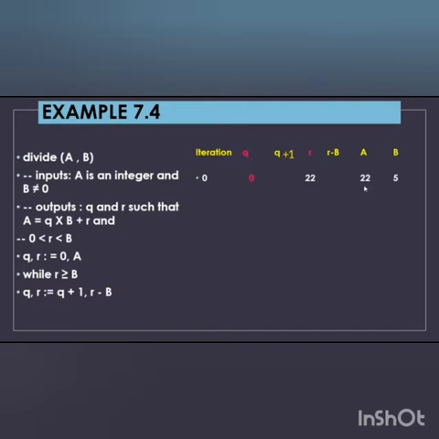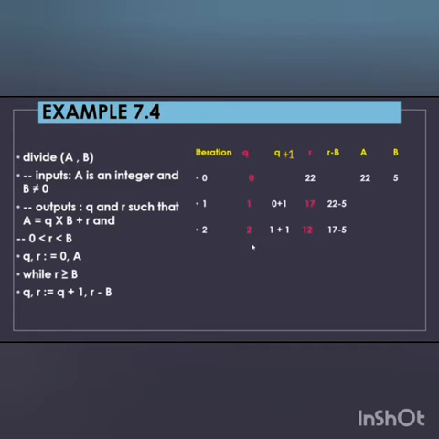In the first iteration, the condition will be checked: while R is greater than or equal to B. That is, 22 is greater than or equal to 5. Yes, the condition is true. So the control comes to the next statement: Q, R = Q + 1, R - B. So the Q value will be incremented by 1. The value of Q is 0 initially, so 0 plus 1, the value of Q is 1 currently. Then R minus B. The R value is 22, the B value is 5, so 22 minus 5 is 17. So the current value of Q is 1 and R is 17.